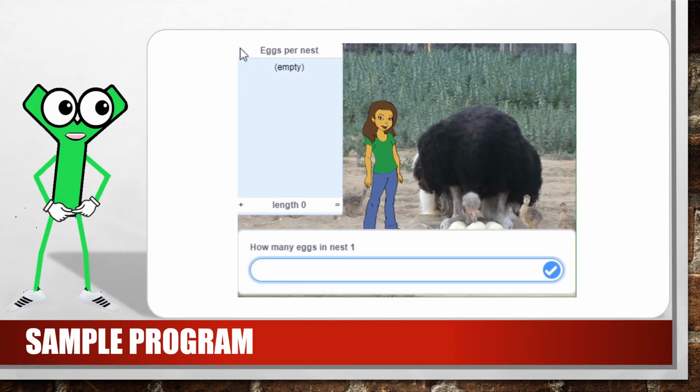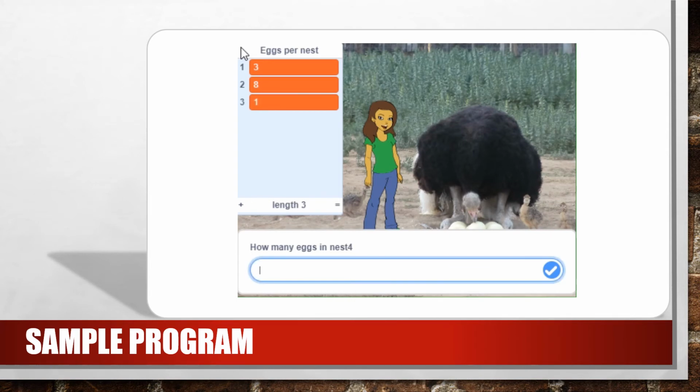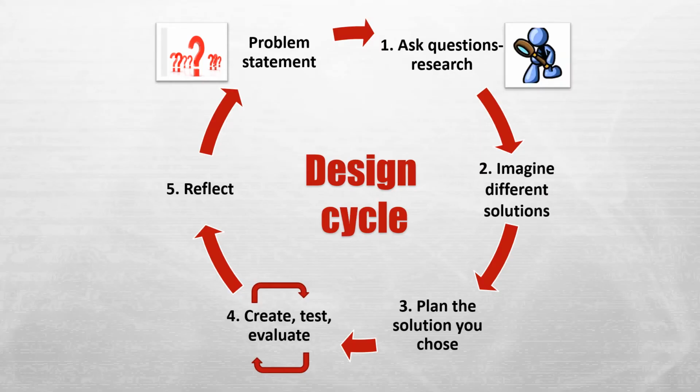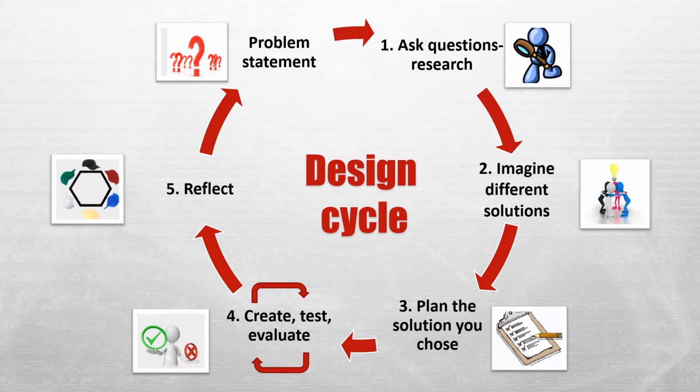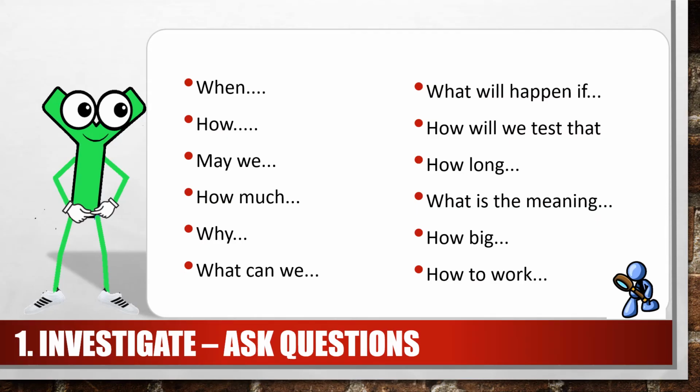Here is an example of what your program might look like. Use the design cycle again. Ask questions, consider alternative solutions, plan your program, test the program repeatedly while coding, and reflect on what you've learned afterwards. Write down any questions you have about the exercise in your workbook. Discuss it with your friends or use the internet to find answers.